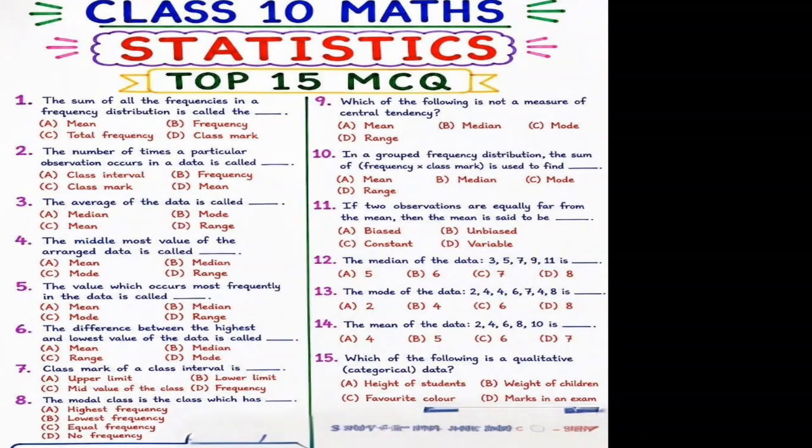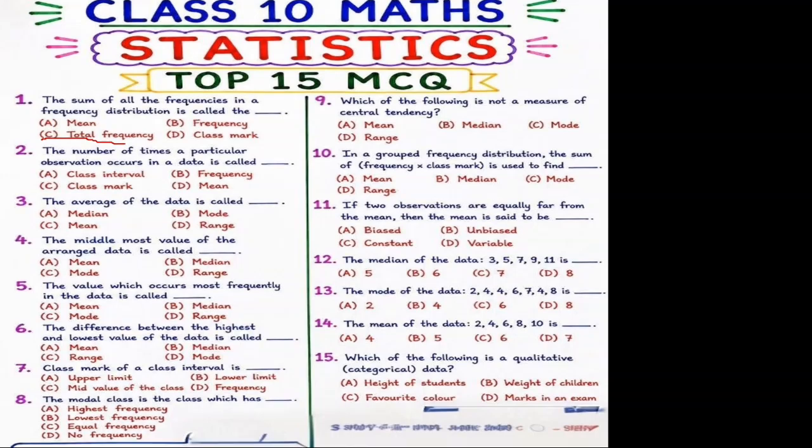The first question says, the sum of all frequencies in a frequency distribution is called dash. A mean, B frequency, C total frequency, D class mark. I know some people will just go straight to mean, whereas they did not really understand the question. Mean is telling us the average, whereas the question is talking about the sum of all the frequencies only, without dividing with anything. So the answer for number one is total frequency.